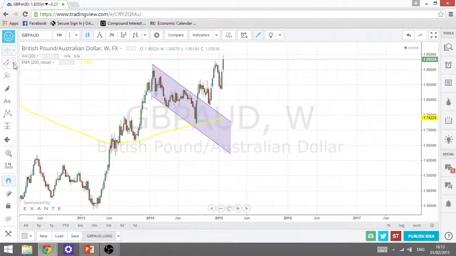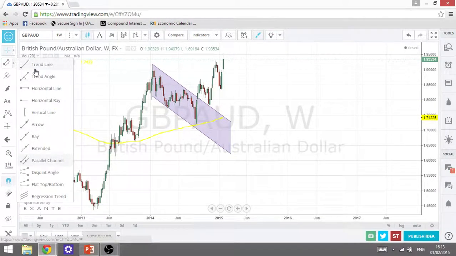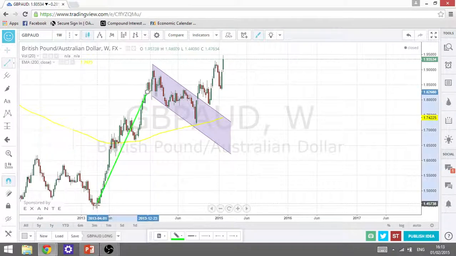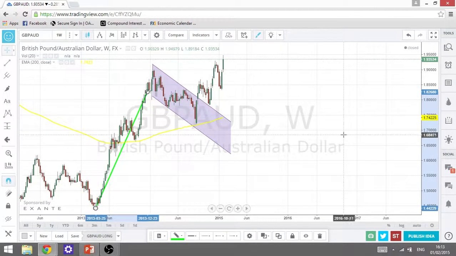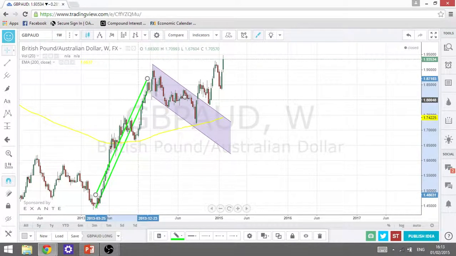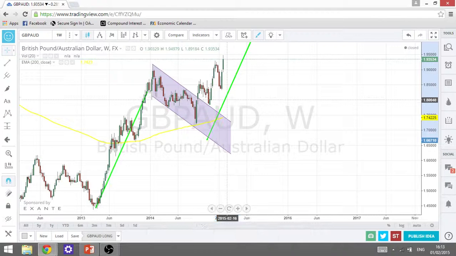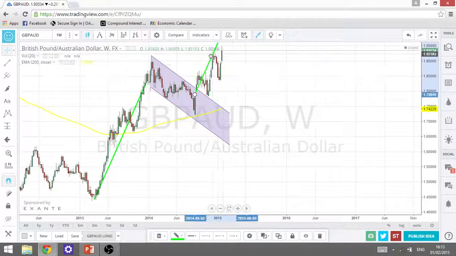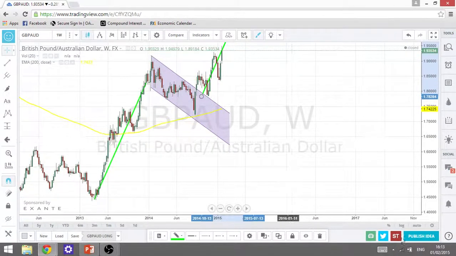So we can draw the length of the channel downward from the beginning, draw it from here to there, and then we can just copy that. We can clone it and move this new bar up to the breakout point, and that's going to be our rough projected target for this pair.